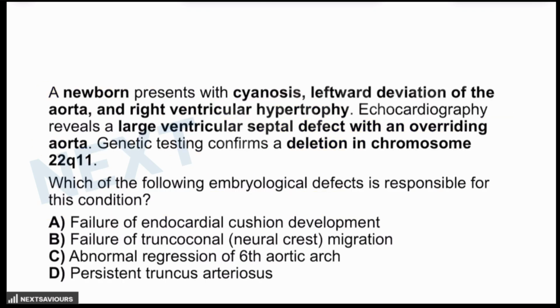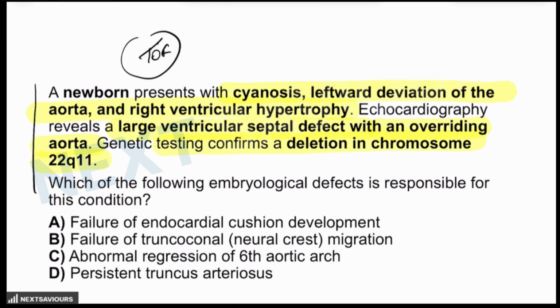Next one is a newborn who is presenting with cyanosis, right deviation of the aorta, right ventricular hypertrophy. Echocardiography reveals a large ventricular septal defect with overriding of the aorta, as we have discussed in the beginning of this topic. Genetic testing confirms the deletion of the chromosome 22q11. So we are talking about a question related to the tetralogy of Fallot.